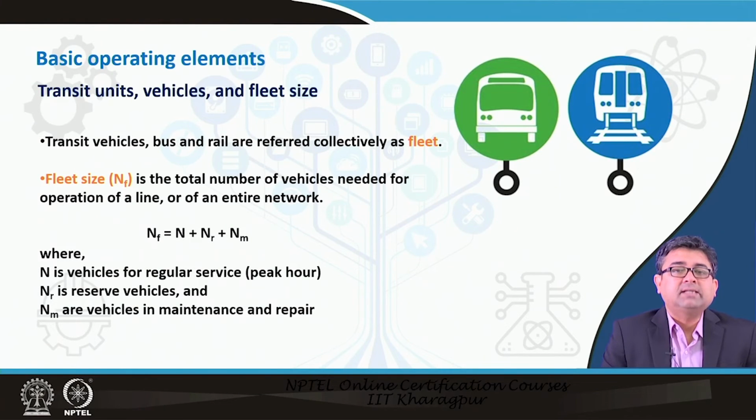One is N, which is the vehicles for regular service. During morning and evening peak hours, you need N vehicles to meet the demands of your citizens in the city. Then comes N sub R, which is the reserve vehicles. You always have to have some vehicles reserved in your fleet, so that if some other vehicle breaks down or you need additional vehicles to meet additional demand on certain days, you can use these reserve vehicles.